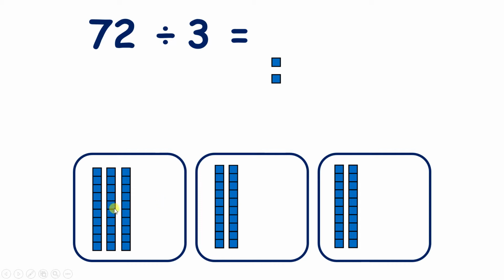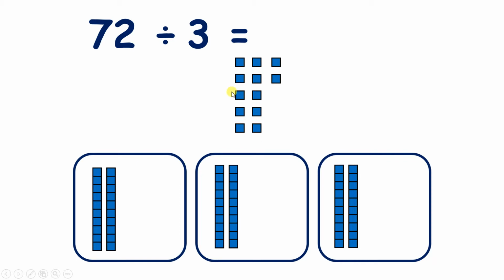Why can't we have 3 tens in this group and 2 in the others? Well, when we divide, we need to share equally. So what can we do with this 10? We can break it up into units.